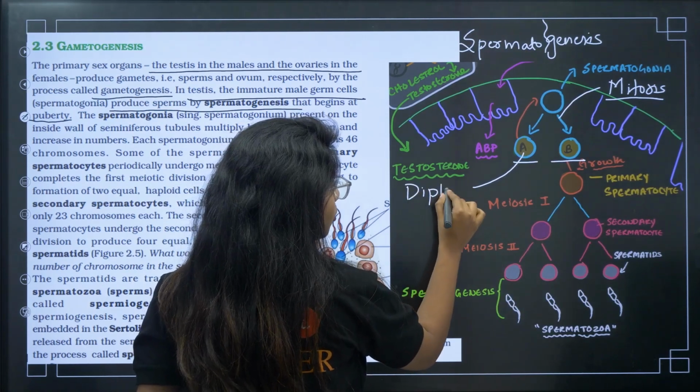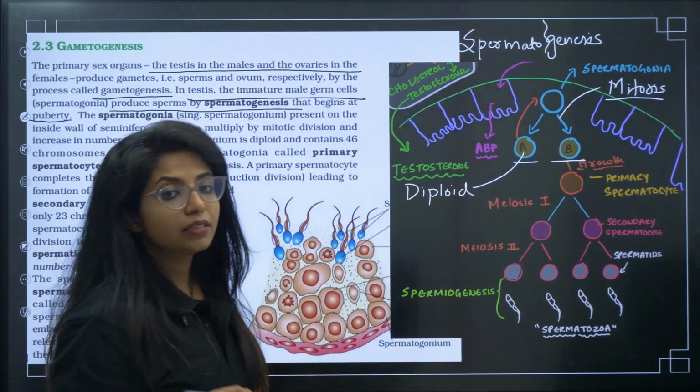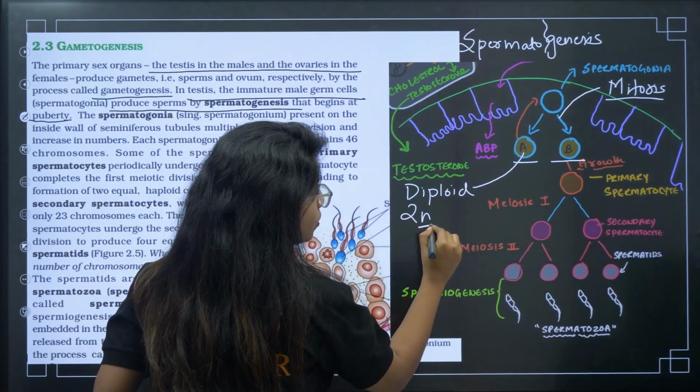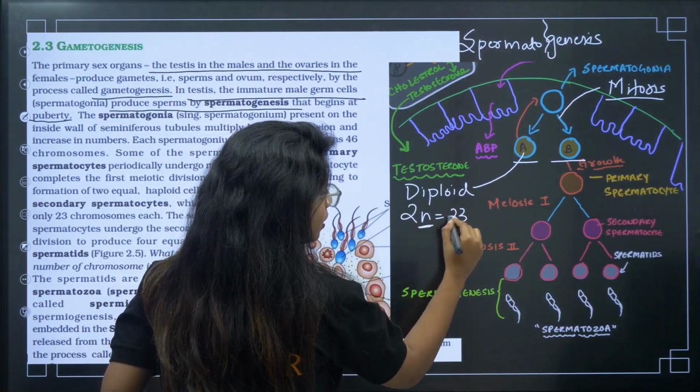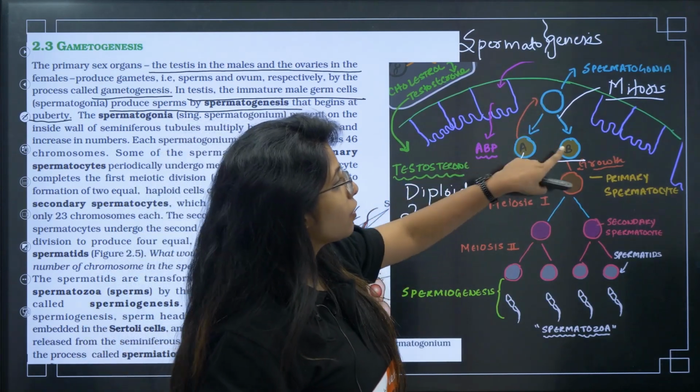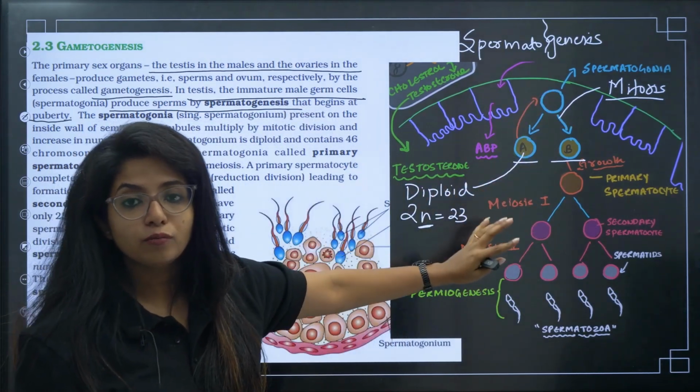What do you mean by diploid? It is suggesting the ploidy of the cell. That means it is 2n. What is n over here? N is 23. So 2n means 2 into 23, that is 46. So all of them have 46 chromosomes, right?